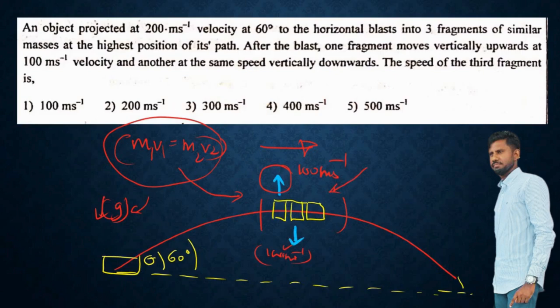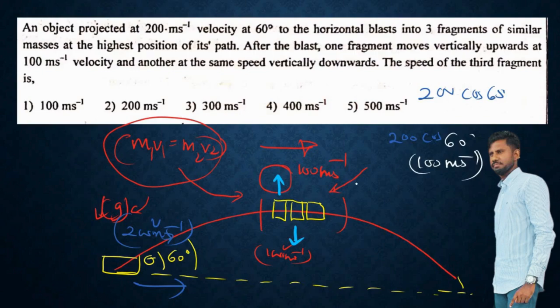So initial velocity, let's assume, v cos theta, velocity is 200 meters per second, then horizontal velocity will be 200 cos 60, right? Cos 60 is half, so it's 100 meters per second. That's the velocity when it is blasted. So let's assume that initial mass is 3m because it's 3 fragments of similar mass. So total mass is 3m, 3m into 100, that's the initial momentum in this direction.